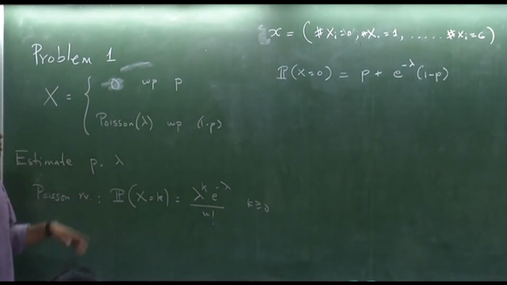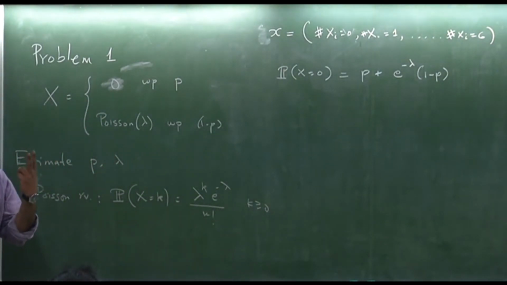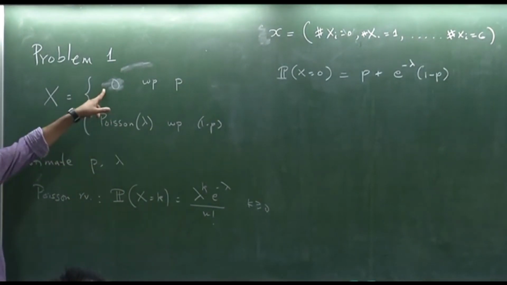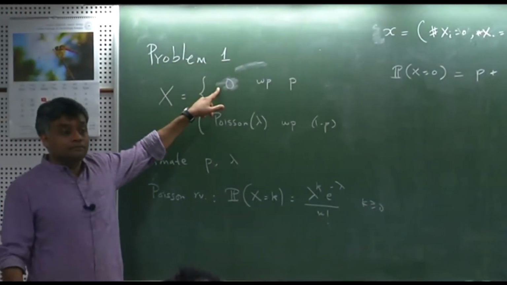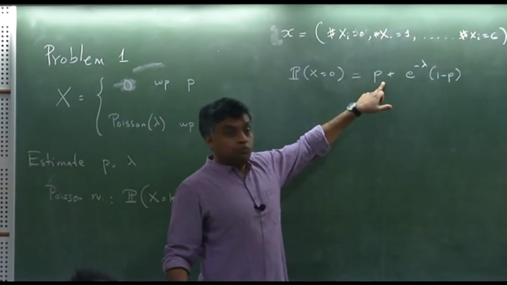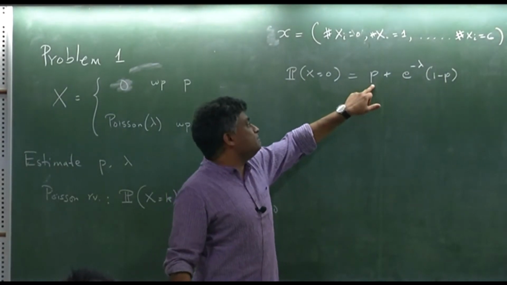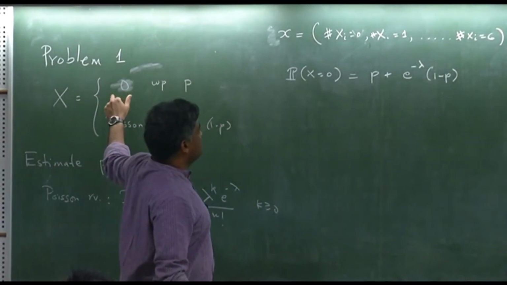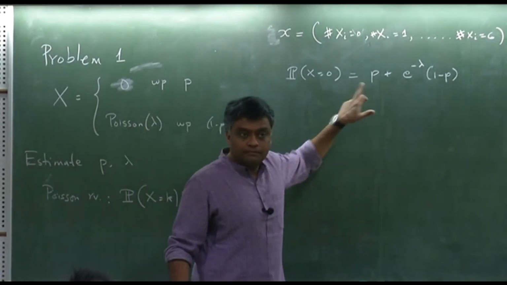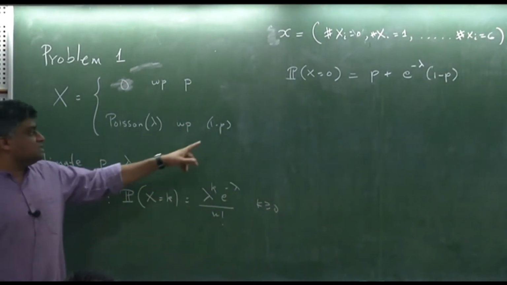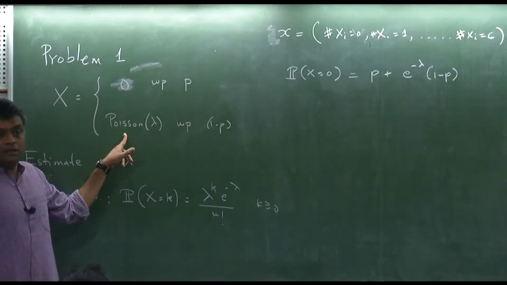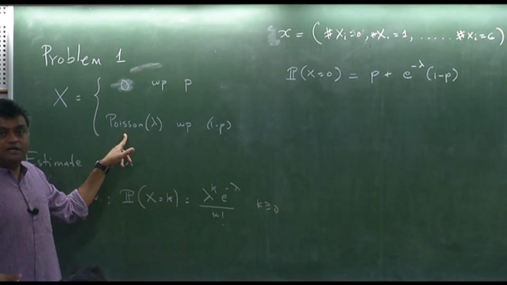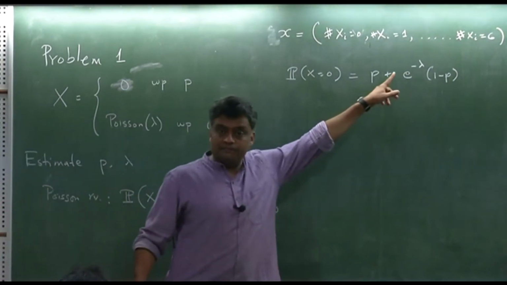Why? Because in order to generate a 0, there are two possibilities. One possibility is with probability p you went here, in which case you generate a 0 with probability 1. That's what p times 1 is. So with probability p you landed yourself here, and with probability 1 you picked up a 0. Perfect. With probability 1 minus p you came here, and now you picked a Poisson random variable. And what is the probability that a Poisson random variable is equal to 0? E to the minus lambda.